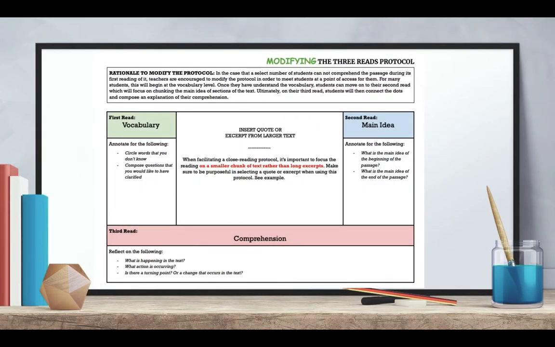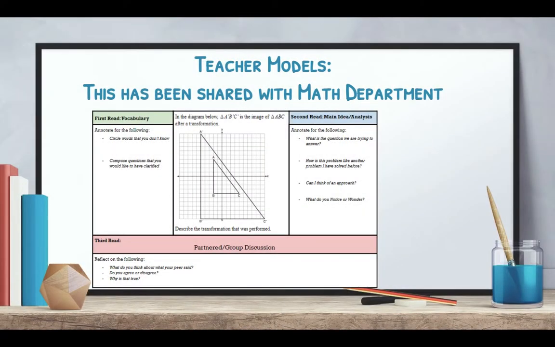So this one, or the last modification, would have vocabulary be the first read, and then the second read be the main idea, and then the third read be comprehension. And this is really the template that I was following for math. I made a very generic math template, and I'm going to be sharing that with you guys.